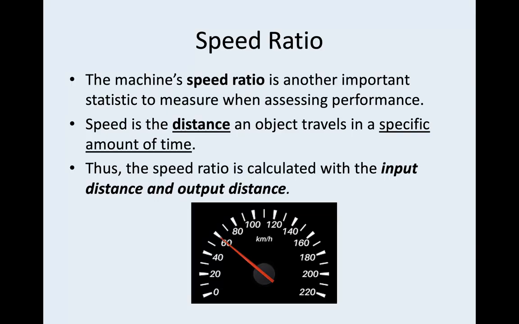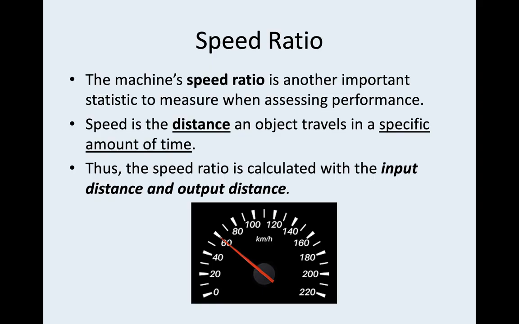All right, so now let's switch gears a bit and look at speed ratio. So the machine's speed ratio is an important statistic to measure as well. So it's how fast is it going to do this thing. Be careful though, because when we're talking about speed, we actually talk about distance. So speed is the distance an object travels in a specific amount of time.